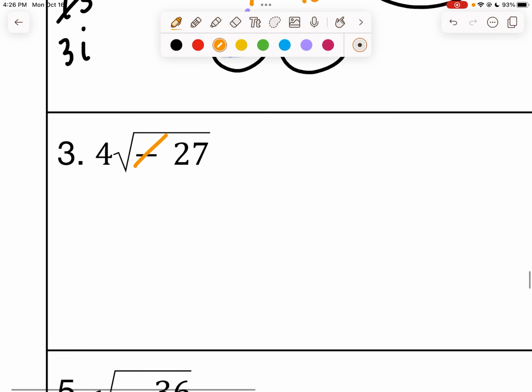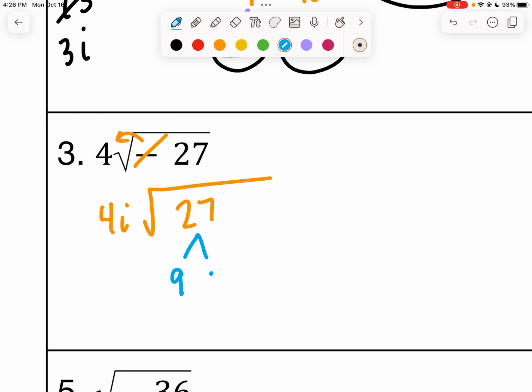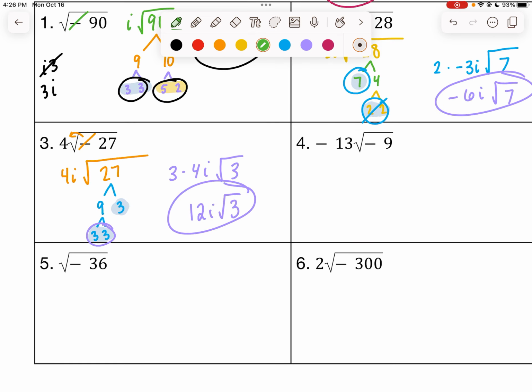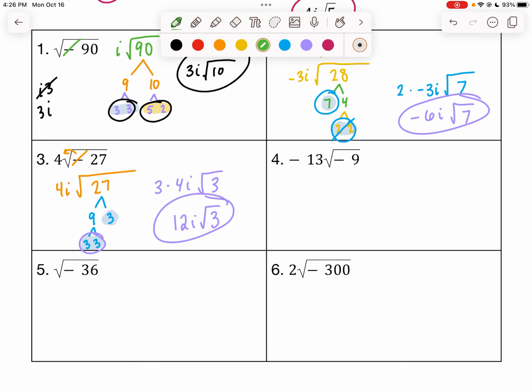Okay, number 3, we take out our negative as an i. We get 4i. And I'm going to do my branches, which would become 9 and 3, and then 3 and 3 again. Looks like this is a very nice problem. I'm going to take out a 3 on the outside. So 3 times 4i already, with a 3 left on the inside. And then we got our final answer, 12i root 3.